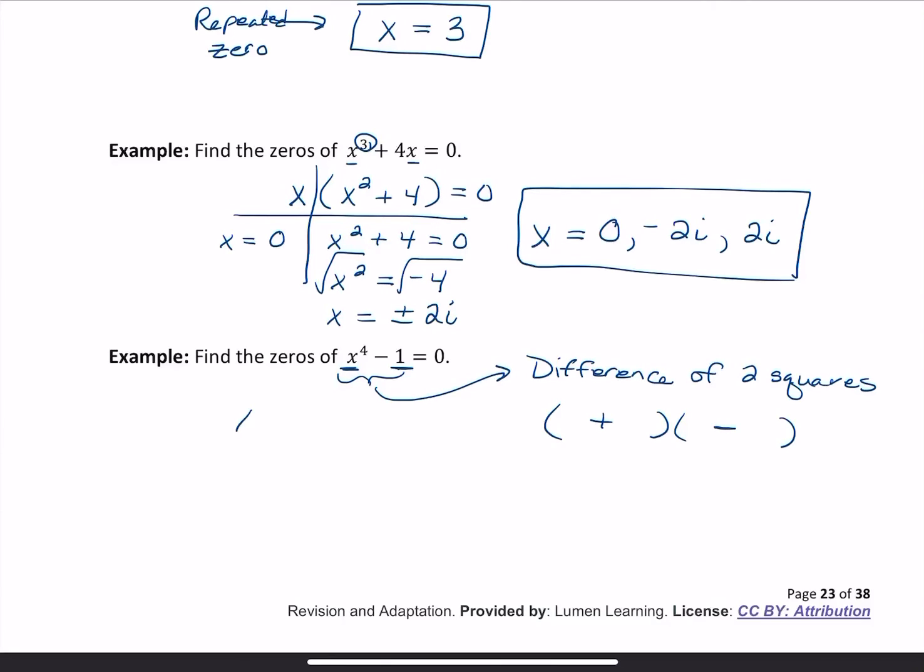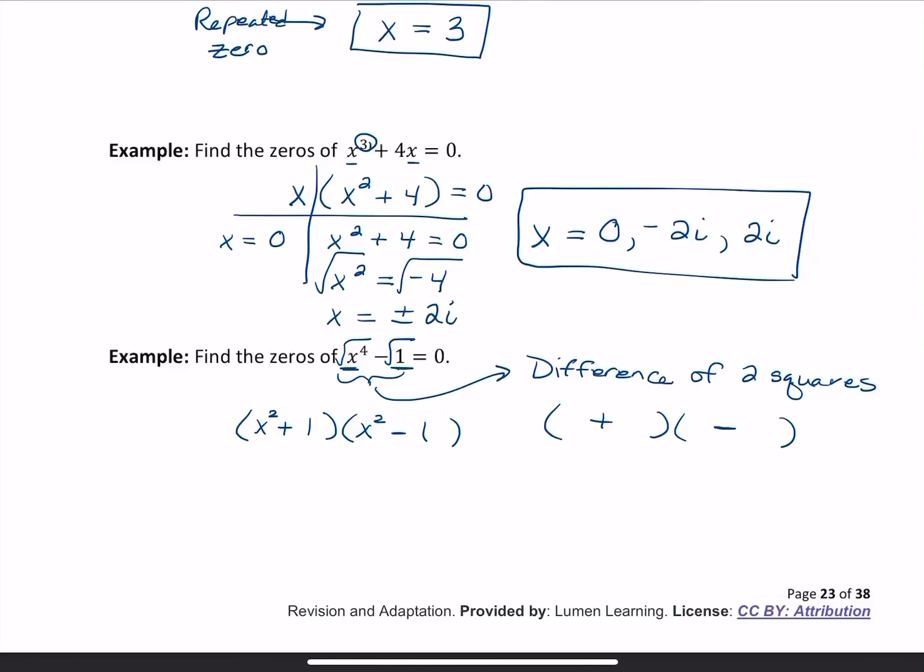So here, if I factor x to the 4th minus 1, I've got positive and negative. And then I'm going to take the square root of the first one, which is just going to be x squared. Or ask yourself what times itself equals x to the 4th. So I've got an x squared and an x squared. And then the square root of 1 is 1. So that factors into x squared plus 1 times its conjugate, x squared minus 1.